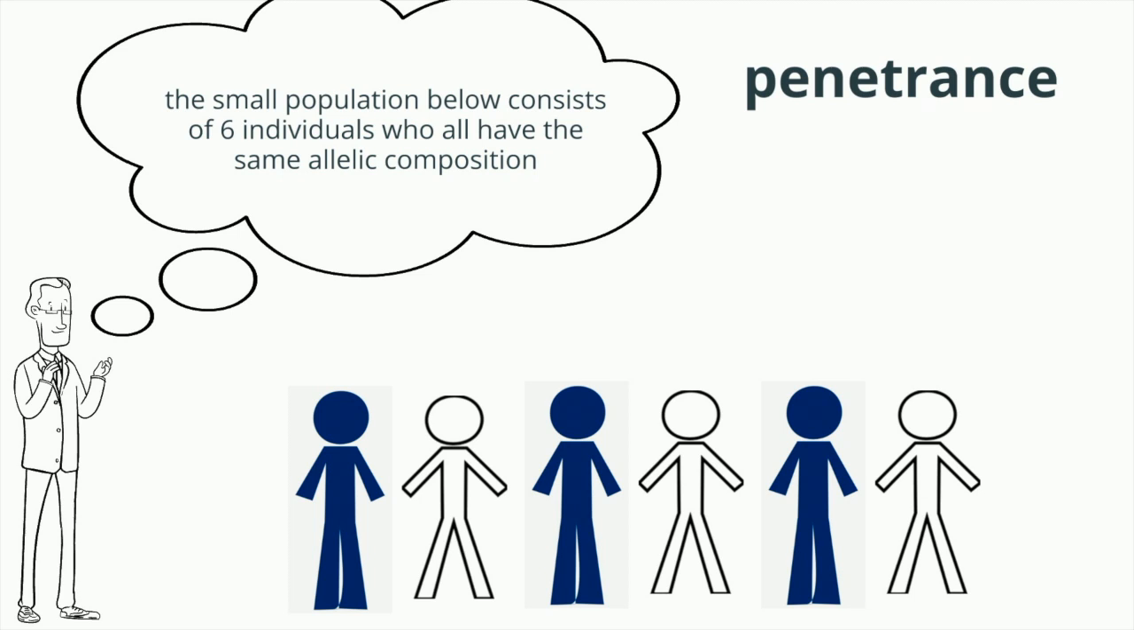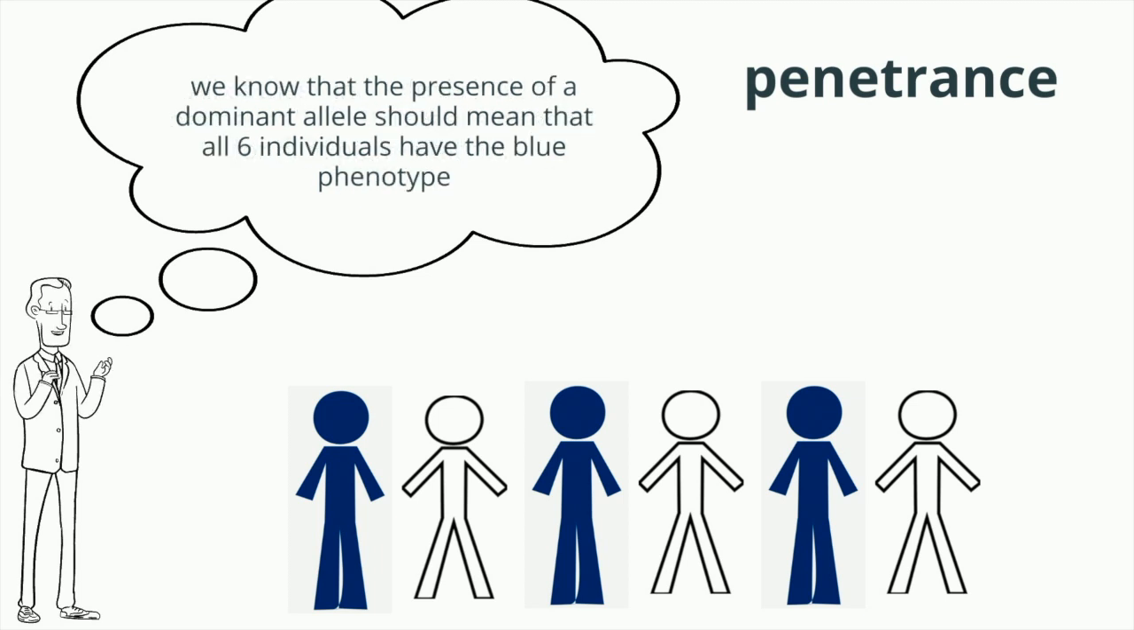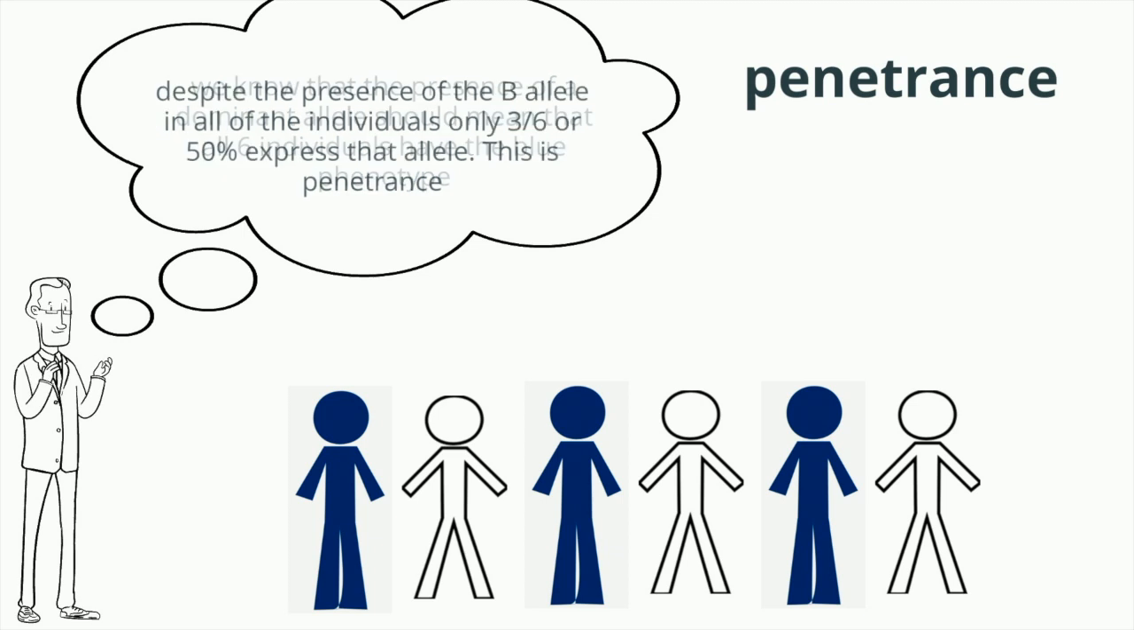The small population below consists of 6 individuals who all have the same allelic composition. All of these individuals have a dominant allele, B. This allele codes for blue pigmentation. We know that the presence of a dominant allele should mean that all 6 individuals have the blue phenotype. Despite the presence of the B allele in all of the individuals, only 3 out of 6, or 50%, express that allele. This is penetrance.